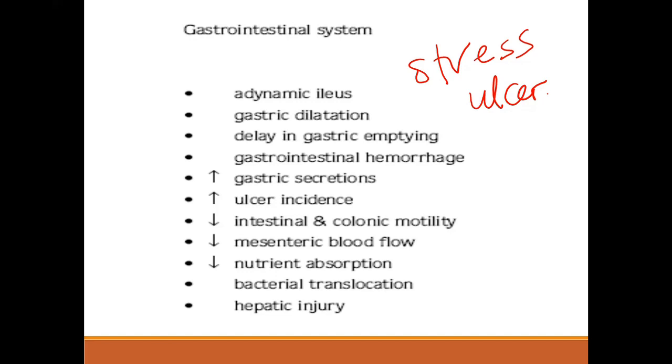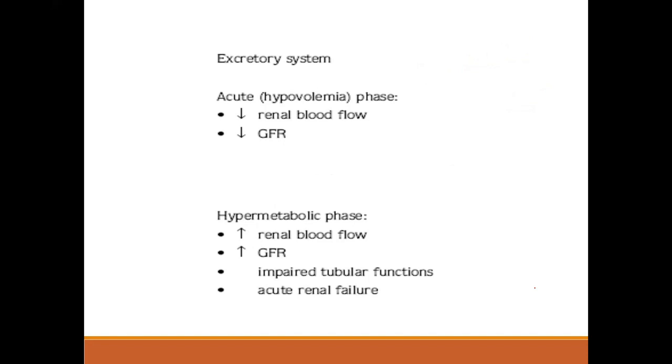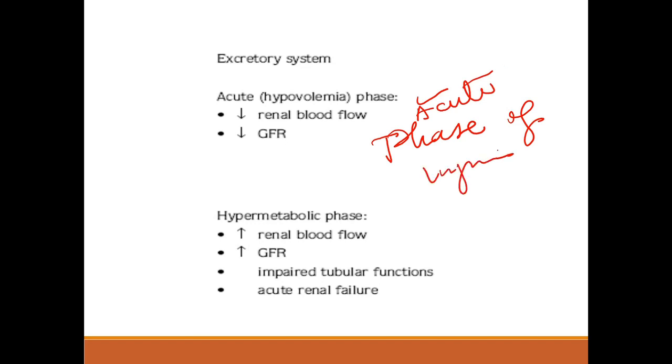Okay, patients will also have hepatic injury. Now, in the renal system, the excretory system, there is acute hypovolemia from third space loss, as we mentioned, leading to decreased renal blood flow and decreased glomerular filtration rate. And this is the hypovolemic phase at the acute time of the injury. During the phase of injury, there's loss of fluid, which will lead to hypovolemia and decreased glomerular filtration rate.